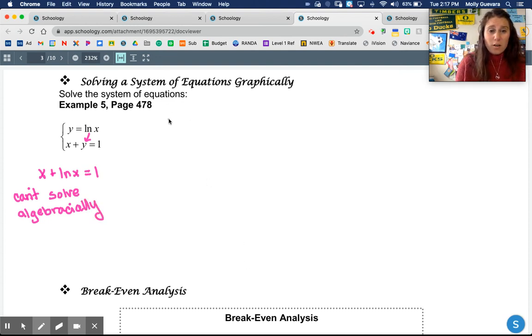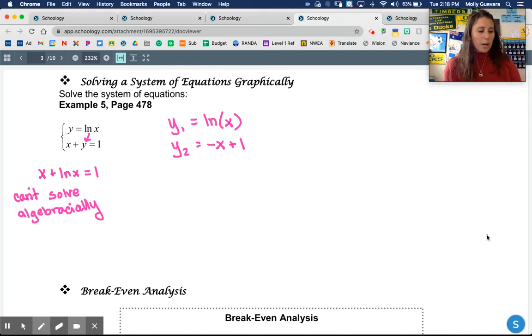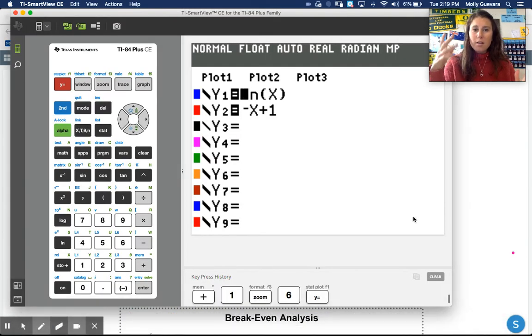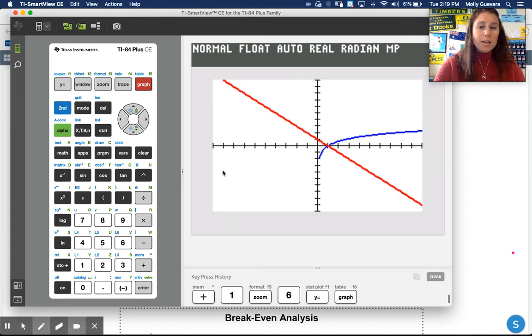So our first graph is going to be the natural log of x. And then our second graph, I have to solve this for y, so it's going to be negative x plus 1. We're going to graph this and figure out where these two lines cross. So go ahead and get your graphing calculator out if you don't have it yet. Okay, so let's look at a calculator. Here I have y1 is the natural log of x, and y2 is negative x plus 1. So I graph it, and it looks like this.